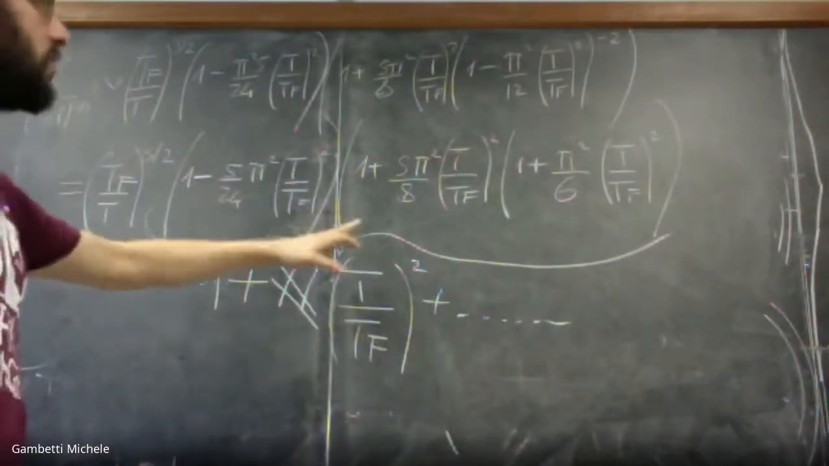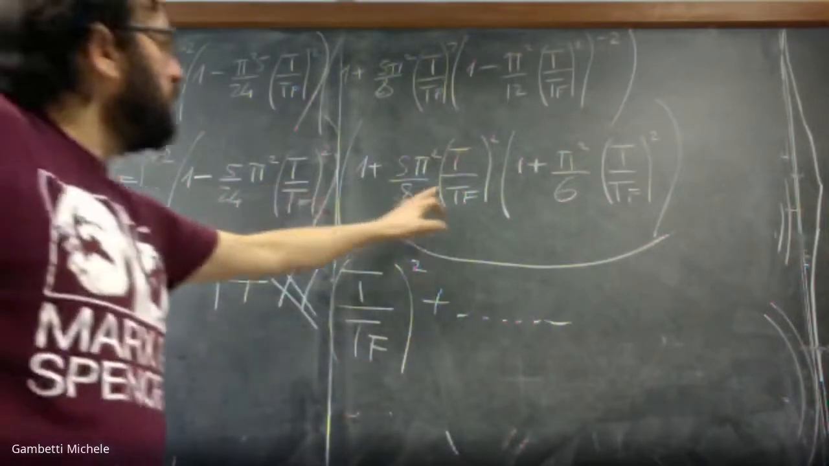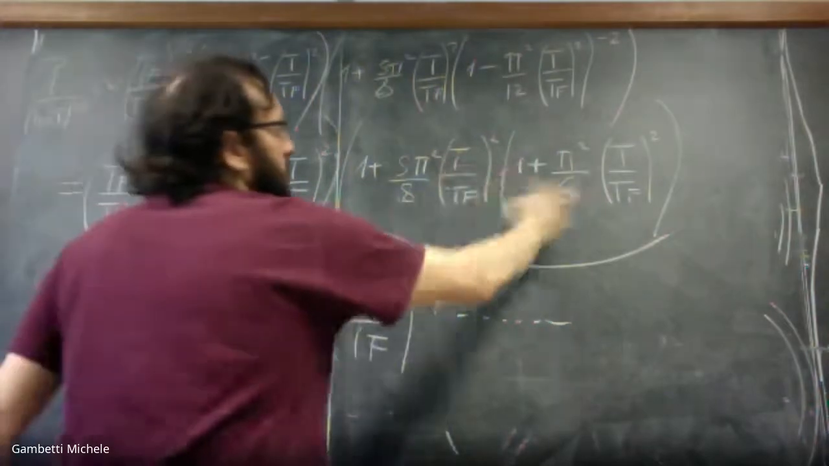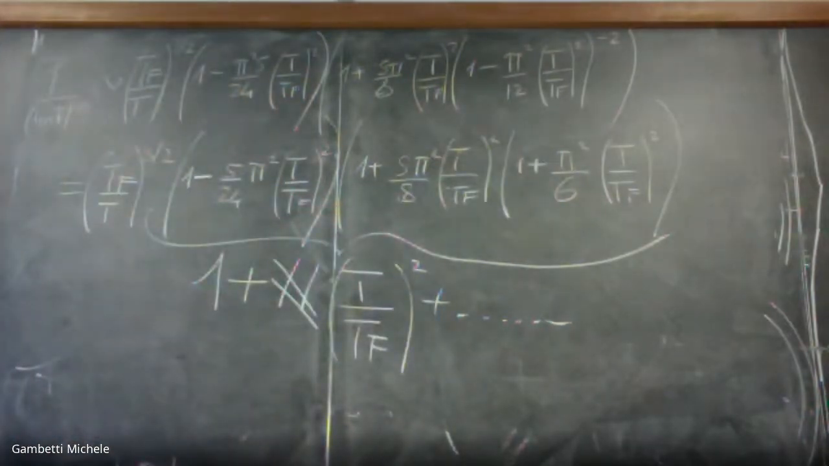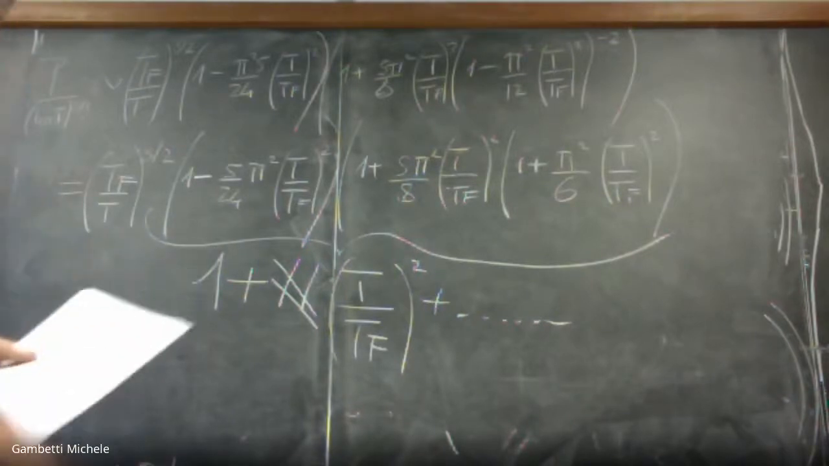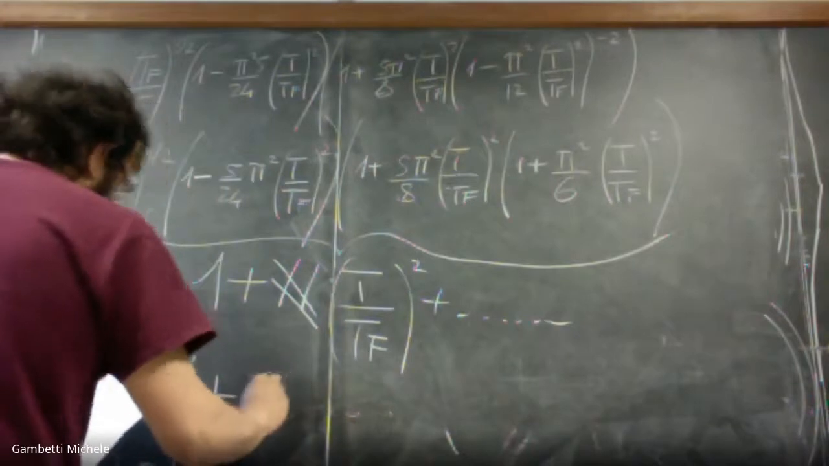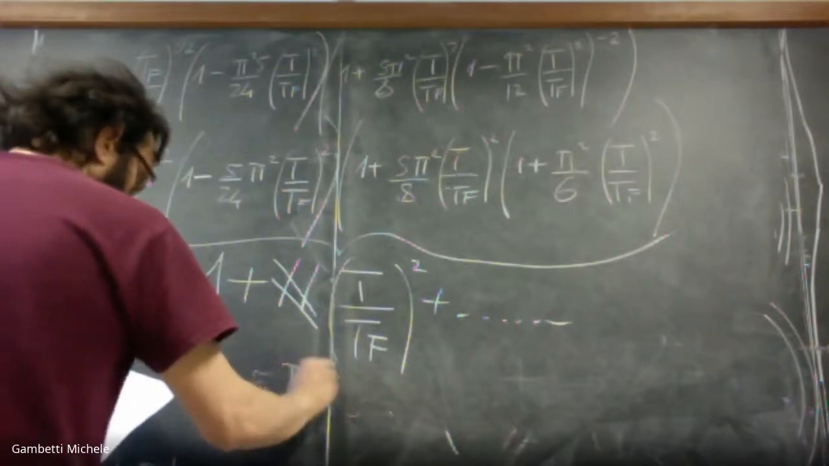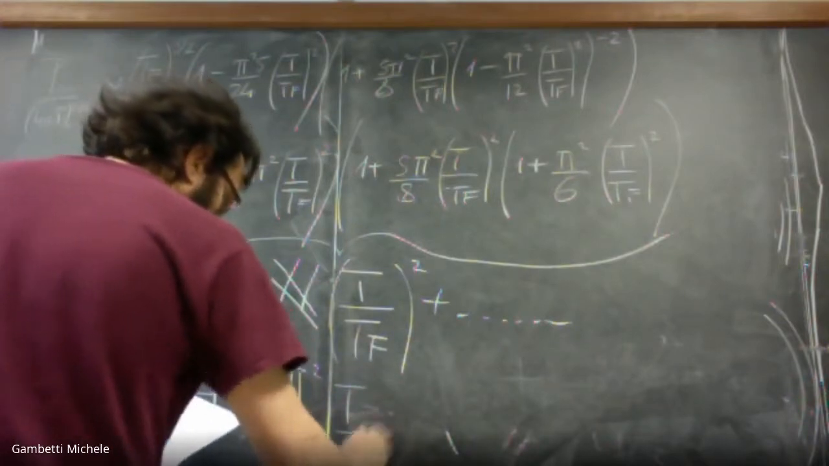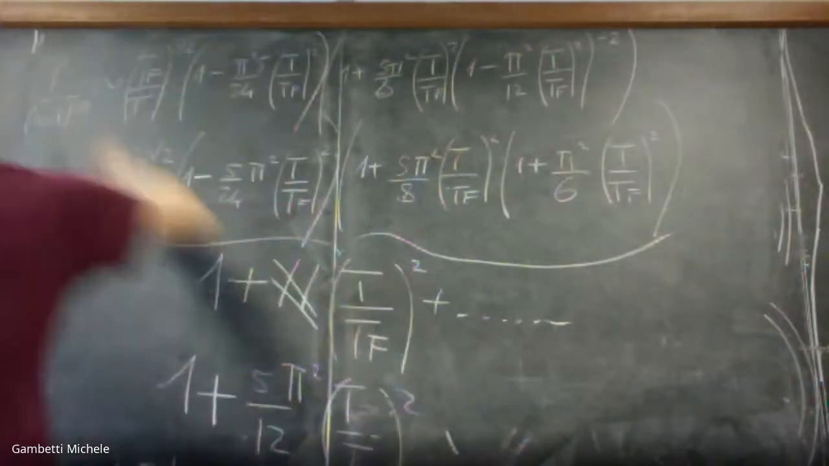Now, how many contributions do you have with the same power of T/TF? Well, you have all the combinations, okay? So you have this times this, this times this, and so on and so forth. But if you stop at the second order in T/TF, you finally get that this correction is actually 1 plus, and if you work out the numbers, 5 pi squared divided by 12 T/TF squared. Okay, so this is the correction.